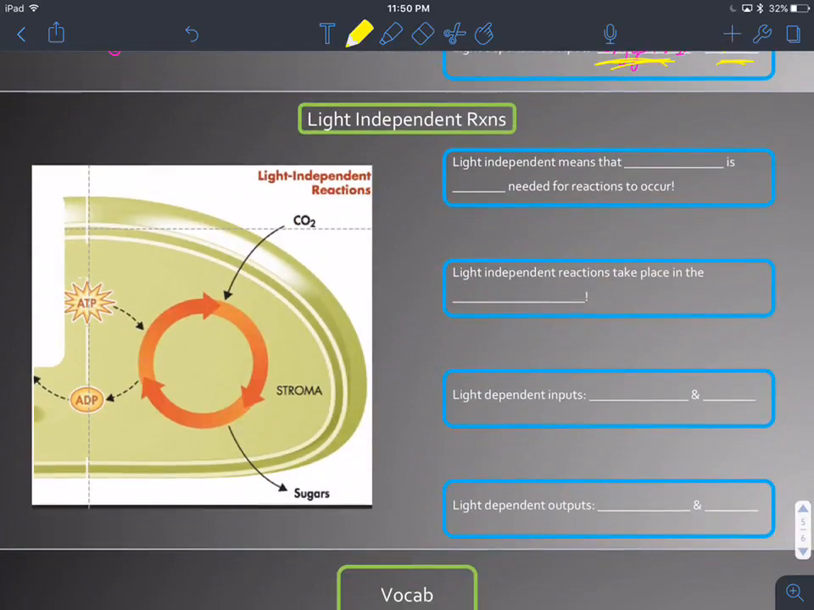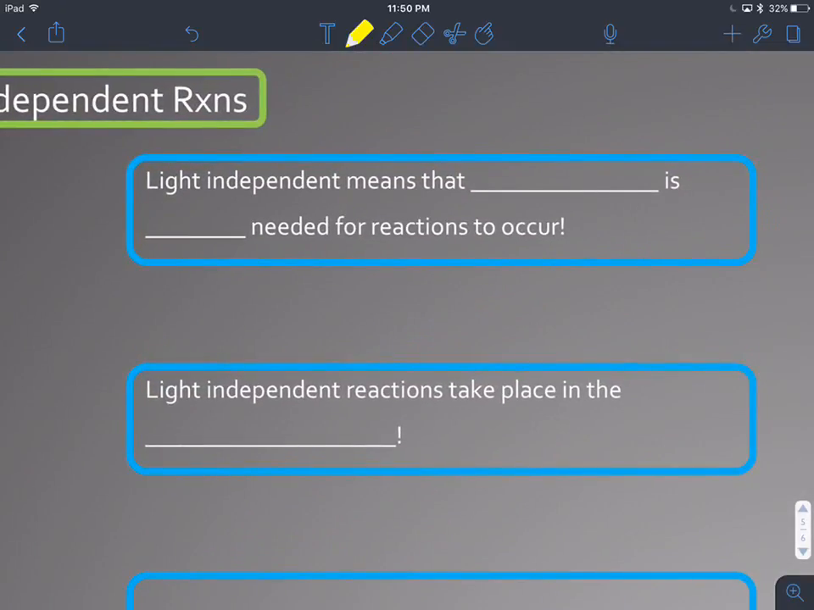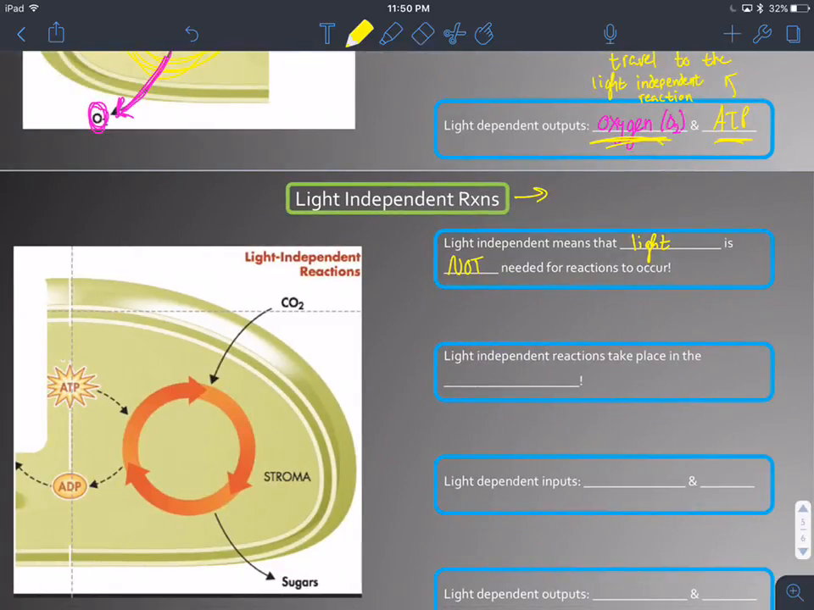Now, light independent reactions, right? If you're independent of your parents, that's you telling your parents, I don't need you. If you're independent, you don't need it, right? So light independent means that light is not needed for reactions to occur. That is, these reactions can occur in the dark, right? At nighttime. Whereas the other reactions can only occur during the day.